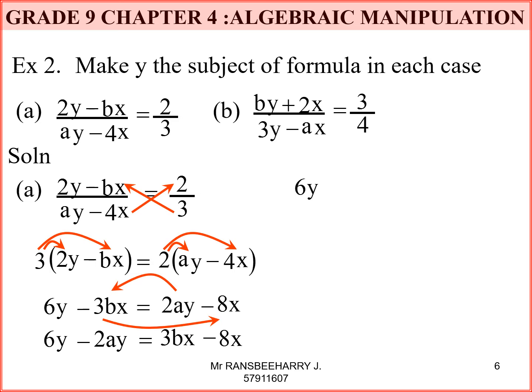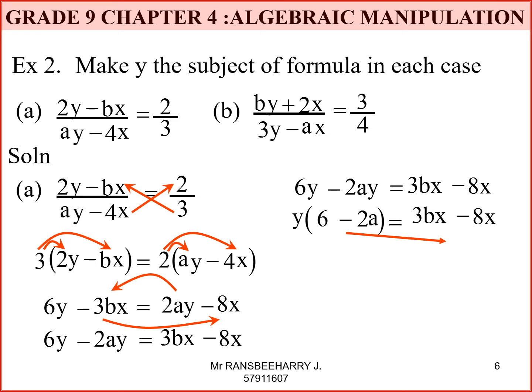Next step, we have 6y minus 2ay is equal to 3bx minus 8x. Factorize, required to make y subject of formula. So here y common. We obtain y into 6 minus 2a is equal to 3bx minus 8x. Next step, cross multiply. Y is equal to 3bx minus 8x divided by 6 minus 2a. So we have made y subject of formula. So here y subject of formula means y is expressed in terms of other unknowns and constant.